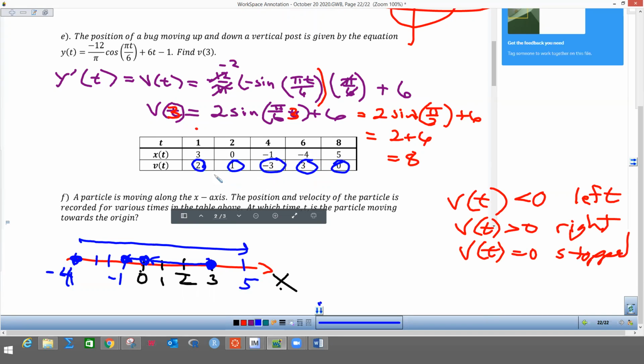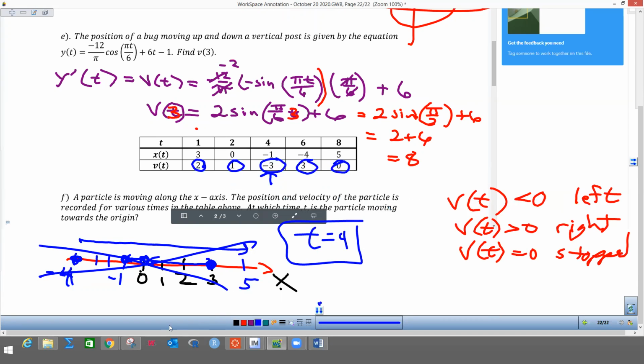So the only time we actually know what's happening is because of these velocity things. And since this is the only one that gives me a velocity less than 0, we want this answer to be time of 4. So we actually don't even need to do this number line thing. Okay, so that should be 4. So go back to the front page, mark off number 4.